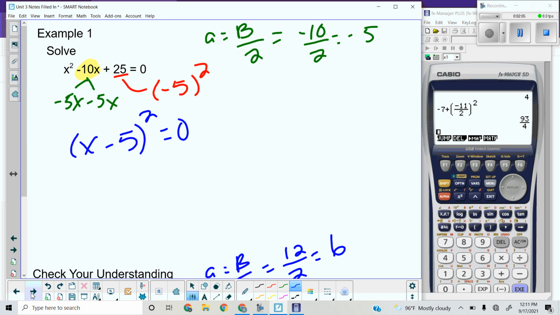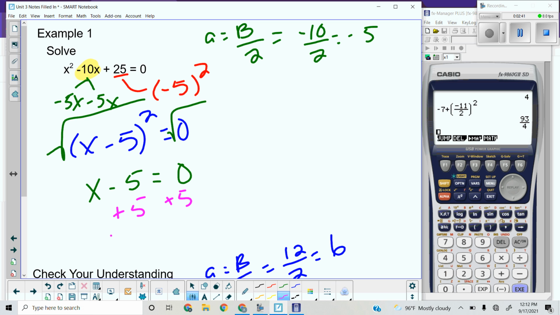So here was our second example, or I guess our first real example on 3.4 part 1. Now we can square root both sides. So x minus 5 equals, the square root of 0 is just 0. We don't need the positive and negative because positive and negative 0 are the same thing. And then we add 5 on both sides. So for this one, x equals 5.